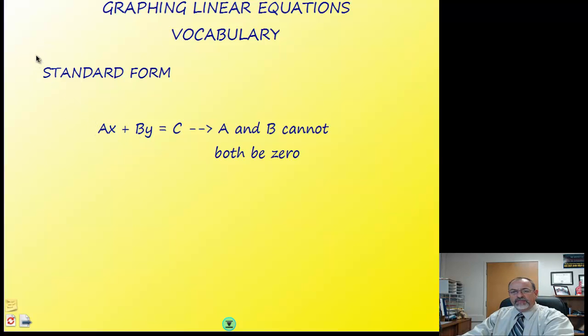Now, A and B, you can't put both of them as 0. You can have one 0, but they both can't be 0 because then this whole side would be 0 and we wouldn't have an equation. Well, we'd have an equation, but we wouldn't have anything that would be very helpful for us.